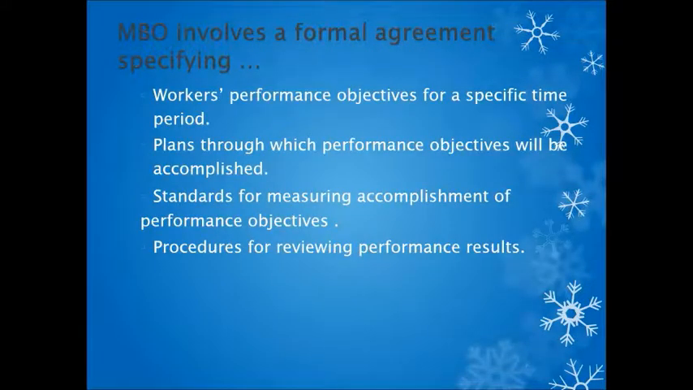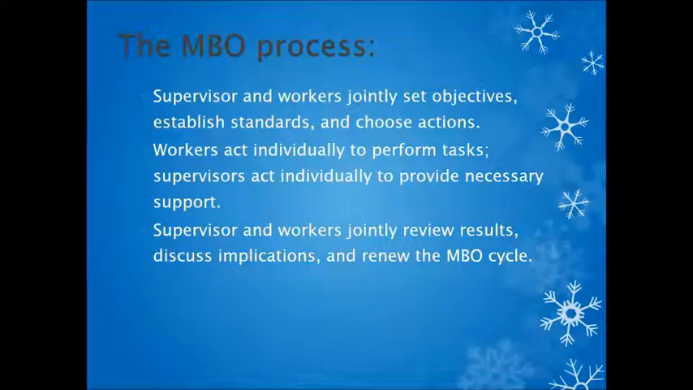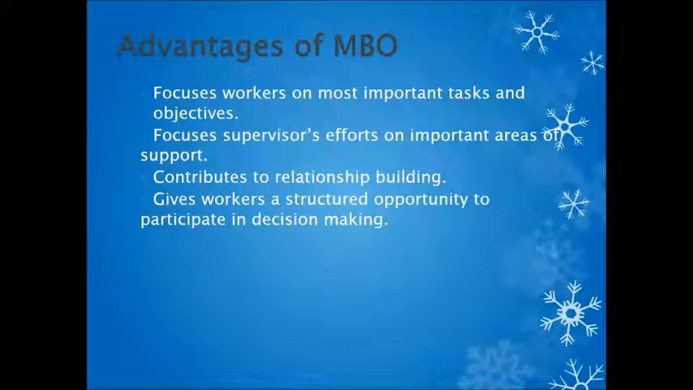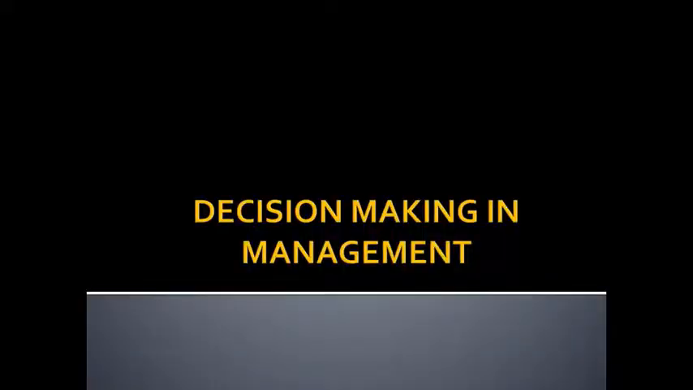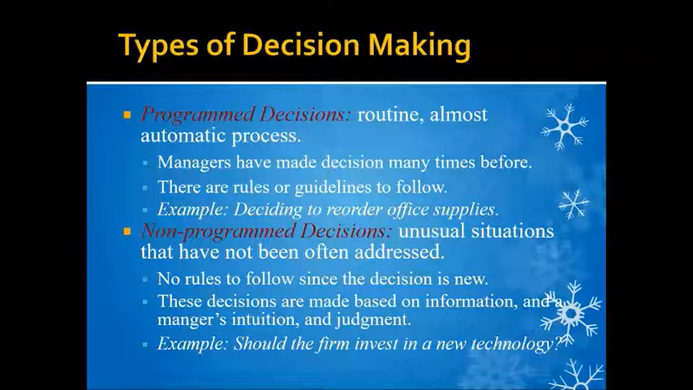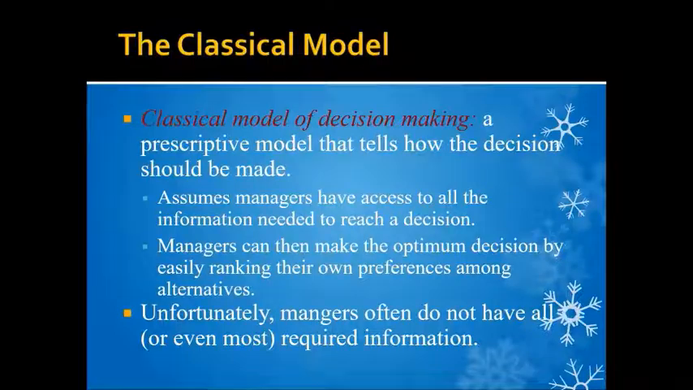Participatory planning requires that the planning process include the people who will be affected. Participation and involvement help build commitment. Management by objective is another tool. It is a structured process, an integrated planning and control framework. It involves formal agreement. In the MBO process, supervisors and workers jointly set objectives and establish standards, focusing workers on the most important tasks and objectives.